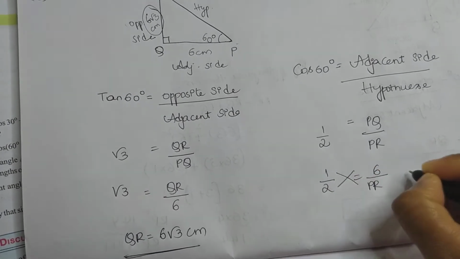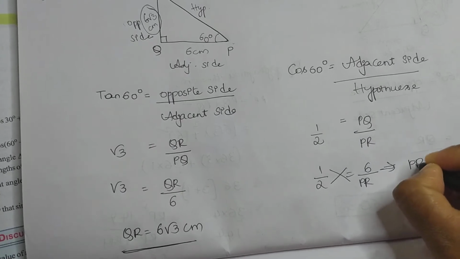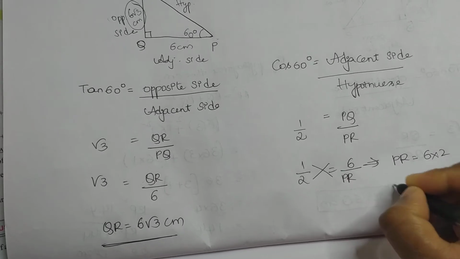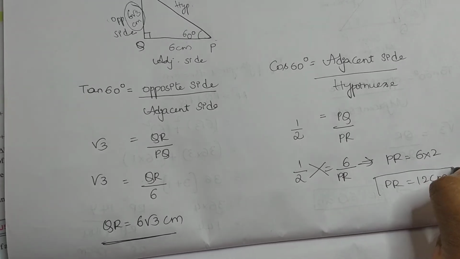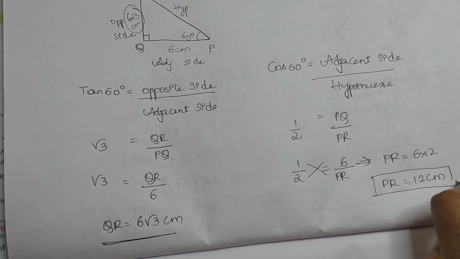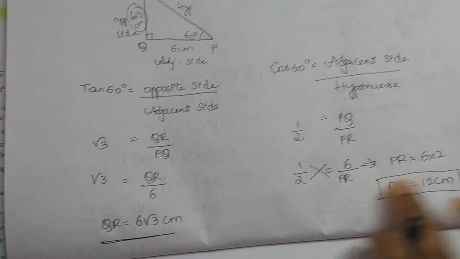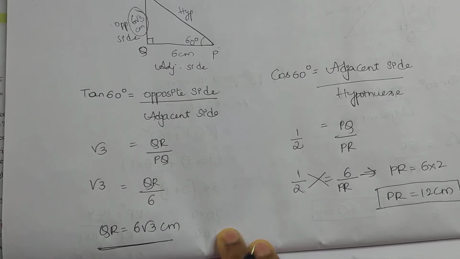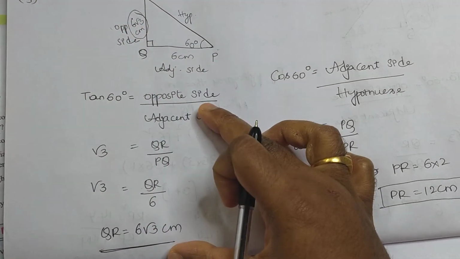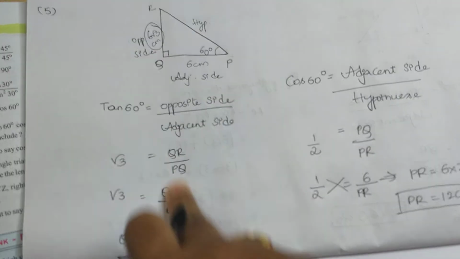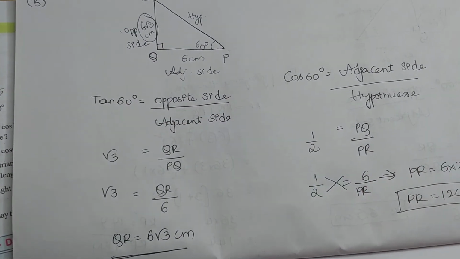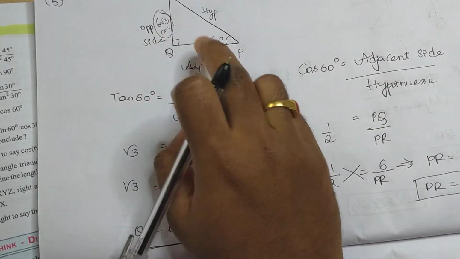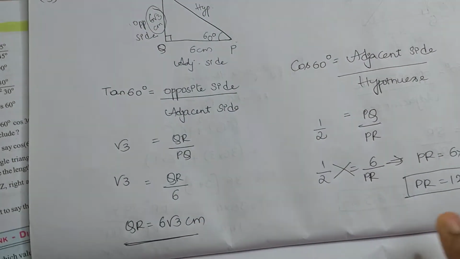So let's do cross multiplication. From this we'll get PR equals 6 into 2, that is 12 centimeters. What is this? PR, you got it as 12 centimeters. So this is the easiest way of solving this question. Or else, as per your textbook, there is one more method to solve. Once by using the tan application, you'll get the QR value. Next step, instead of doing this, you can use Pythagoras theorem. I will tell you that also.